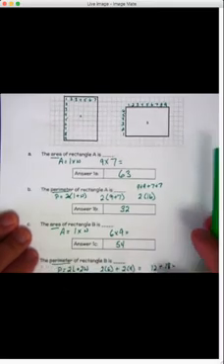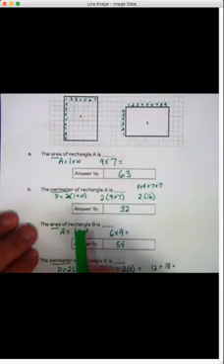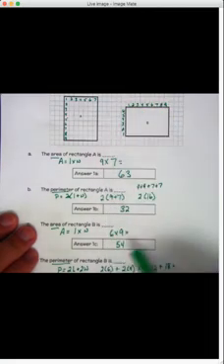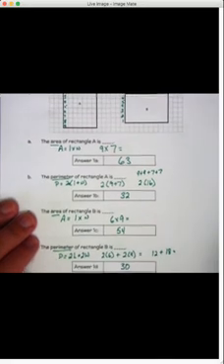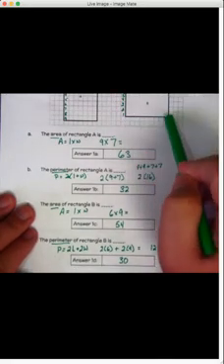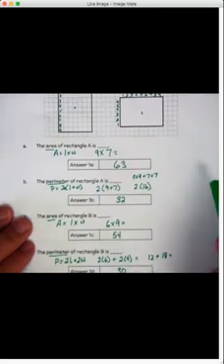Let's move over here to rectangle B. The area is the length times the width again. So one side is 6, the other side is 9. 6 times 9 is 54. Perimeter, we add this 6 plus this 9 plus this 6 plus this 9. So you can add them all up.